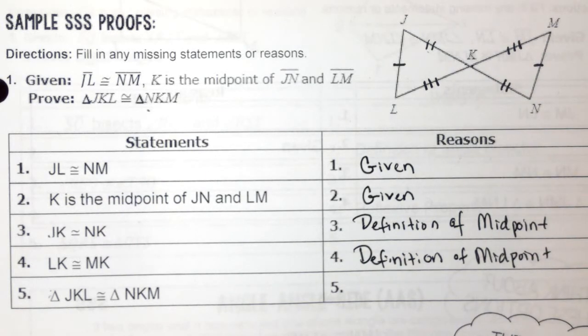After you do that, now they say triangle JKL is congruent to triangle NKM. This is the time for us to tell why we know those triangles are congruent based on what we did in our proof. And this is where we will put what, Jasmine?